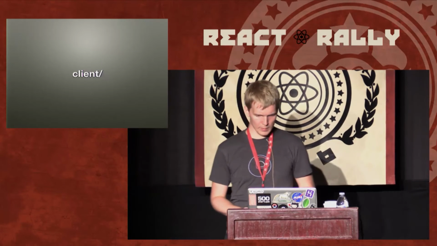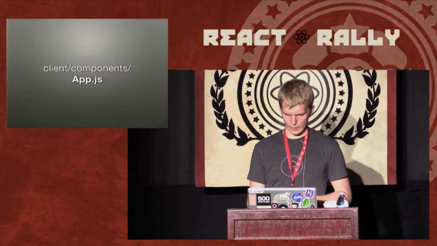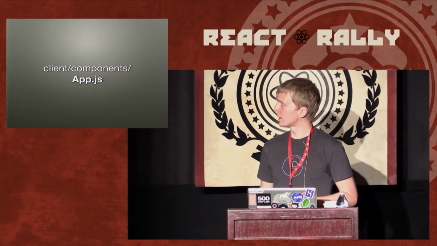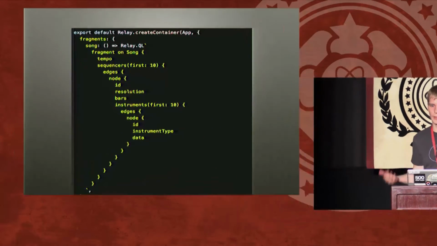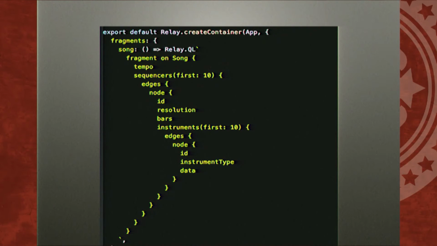And then, maybe going into the client. So the client here is really simple. The client just runs a relay query. It's actually kind of an ugly relay query because I'm just getting all the data for the song and I don't care about fragments. So you could make this much nicer.